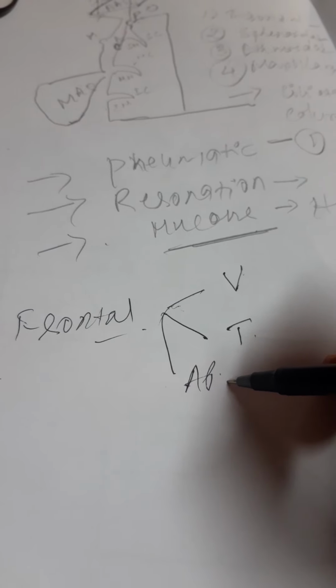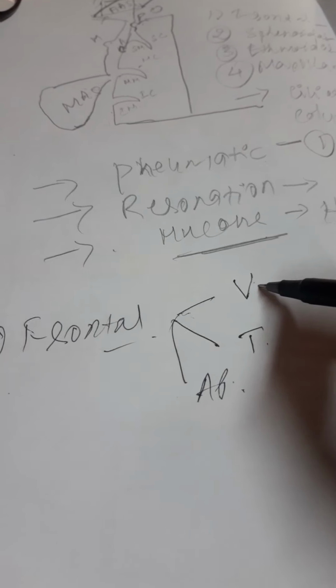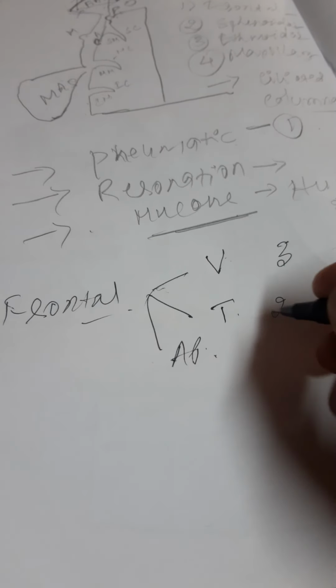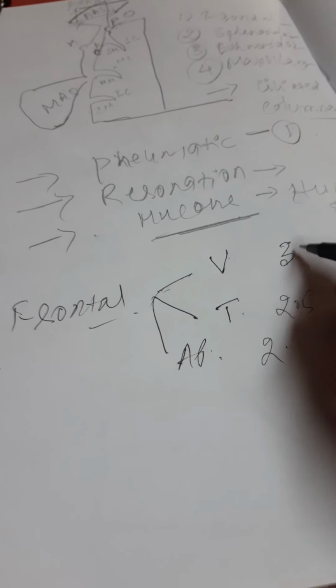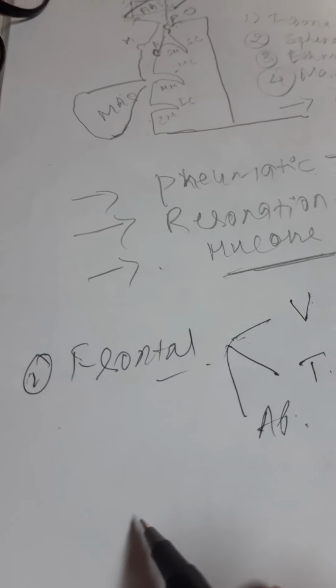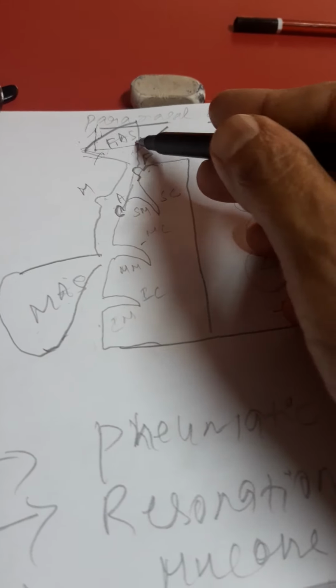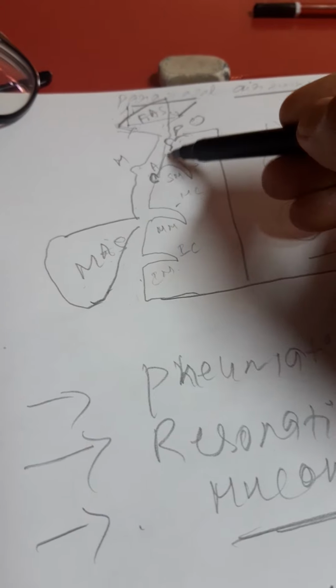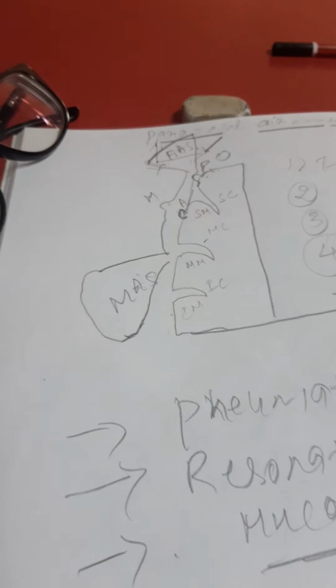So there are three measurements which we will be studying: vertically the length, then the transverse diameter, and then the anteroposterior diameter. If you can see, the measurements are 3 centimeters, 2.5 centimeters and 2 centimeters. So 3 into 2.5 into 2 centimeters. As I already mentioned, the whole of it will be located within the frontal bone. And this will be draining through a tubular channel into the middle meatus of the nose.